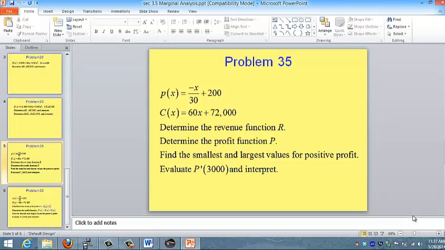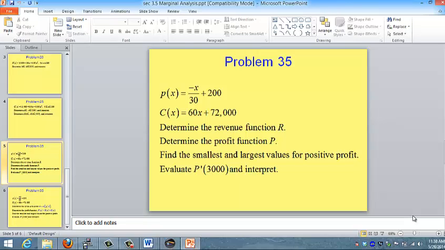I mean, you have to understand something. Remember, x, it says, is the number of frames that you're producing. Here's a company that produces picture frames. If you only make one picture frame, you're going to lose big time. Or if you make 0 picture frames, no good, because you're not bringing in any revenue, right? And what's the startup costs for this company? $72,000. Okay? So there's big startup costs.